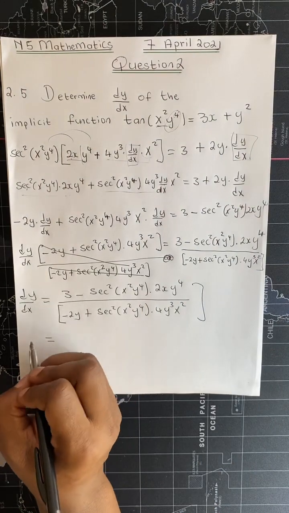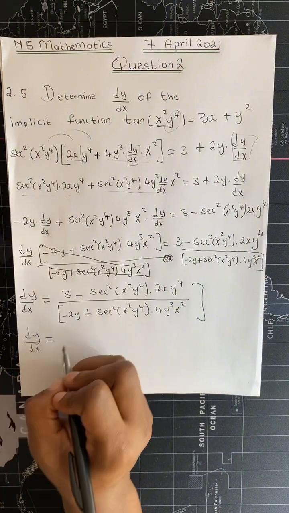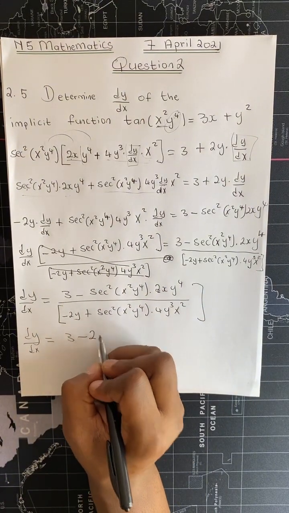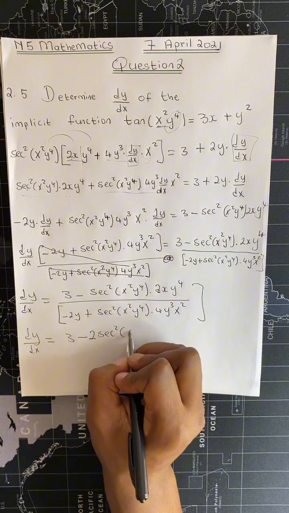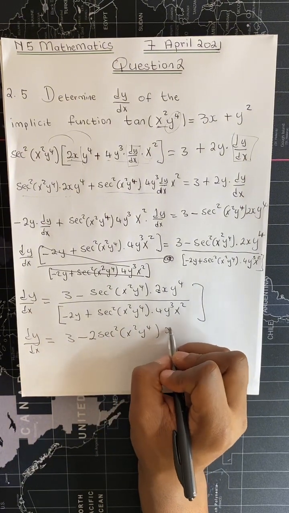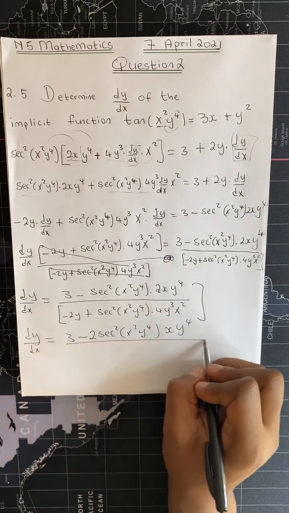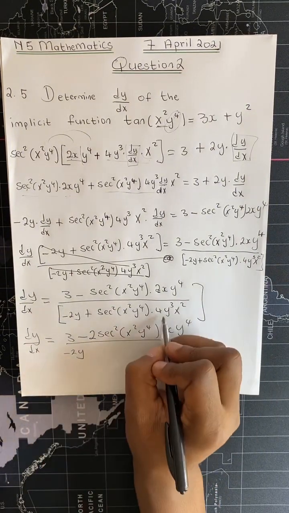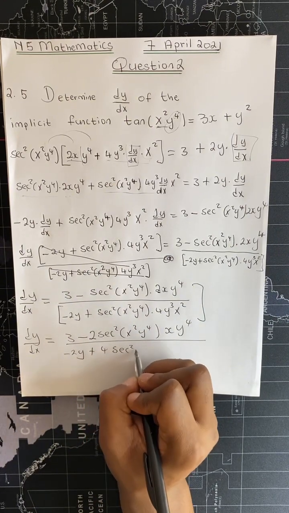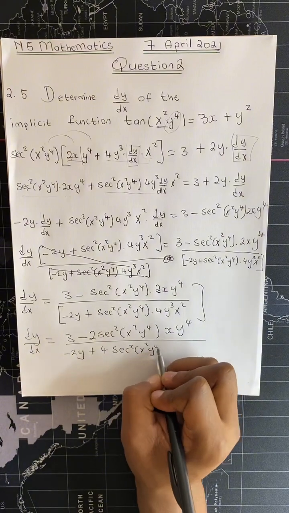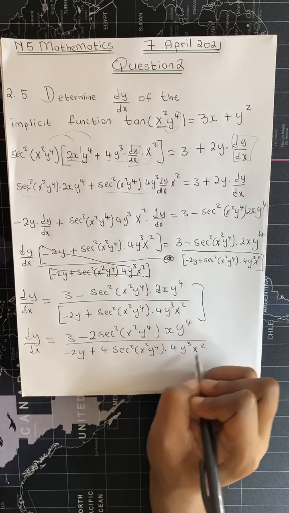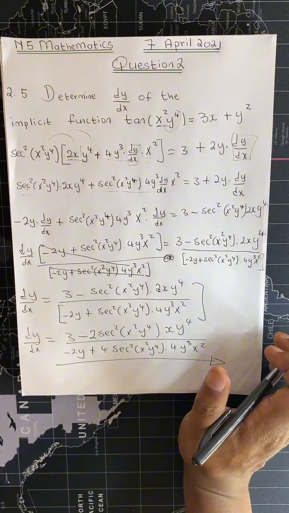So from here we can decide to take that 2, which is a constant, and put it in front of the sec squared, and also take that 4 and put it in front of the sec squared. And this will be our answer for question 2.5.